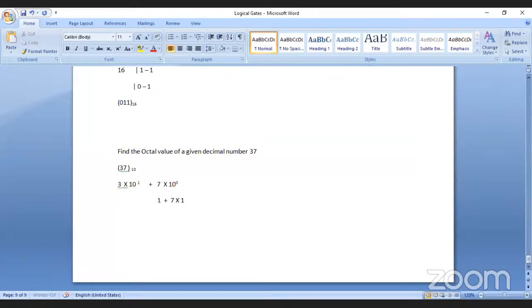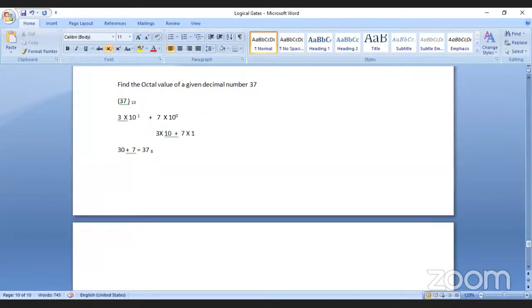So 10 power 1 is how much? 10. 10 into 3 is 30. So 30 plus 7, what is the answer? 37. So what is the base? 10. We are finding the octal number of a given number. Right, so this is the way to calculate.